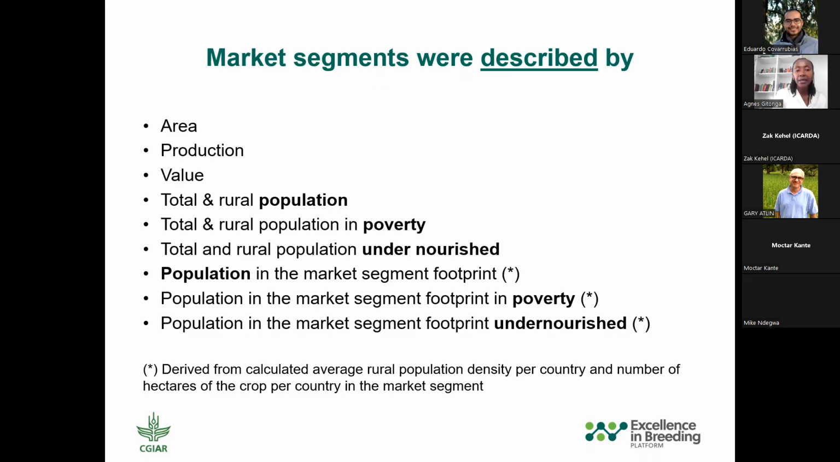Who is in this market segment? What is the area in this market segment? And also, we looked at the market segment footprint, which is basically derived from the rural population density per country, and also the acreage of that particular market segment.